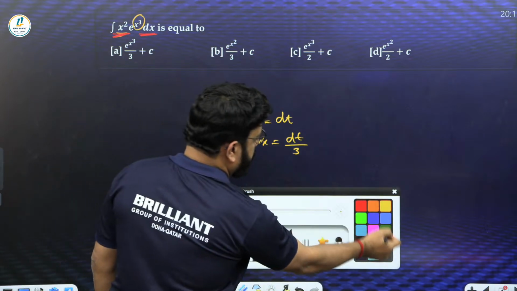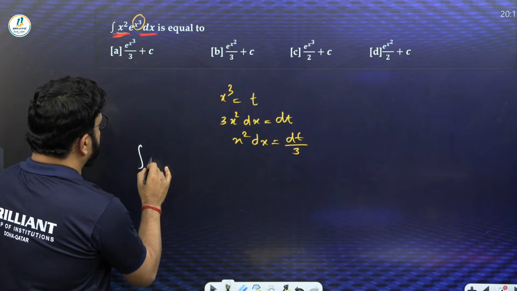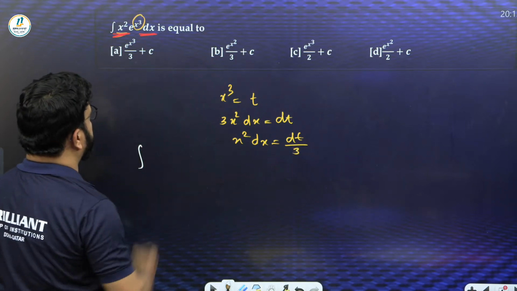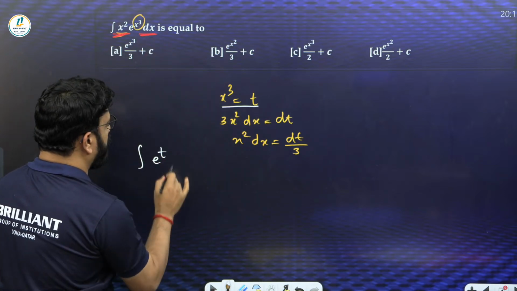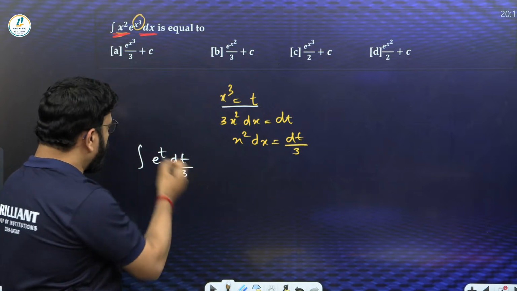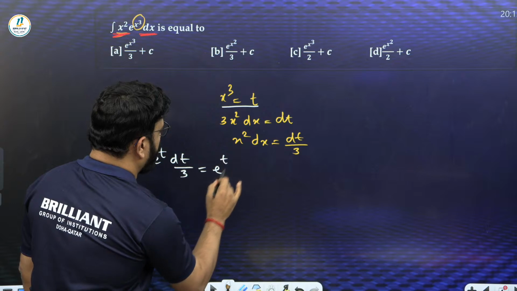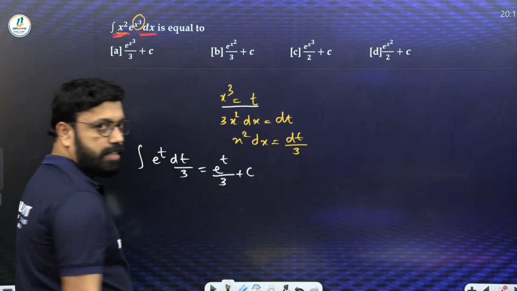Now we can write the integral I as the integral of x square dx, which is dt by 3, and e raised to x cube means t. So e raised to t into dt by 3. What's the integral of e raised to t? The integral of e raised to t is e raised to t itself, by 3 is there, plus the constant c.